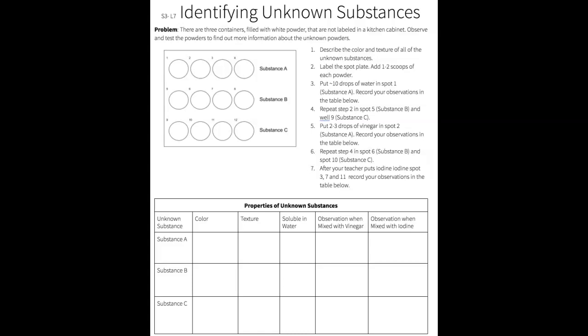Before students start mixing anything, have them fill out the first 2 columns in the data table. Have them observe the color of the powders and the texture of the powders and see if they can recognize any similarities and differences between these powders.